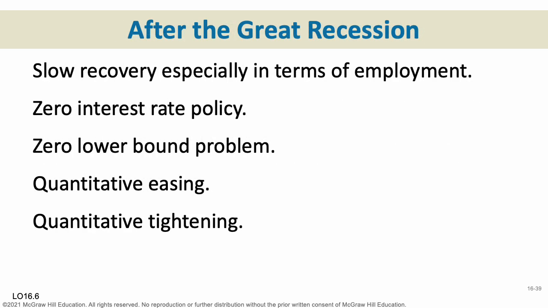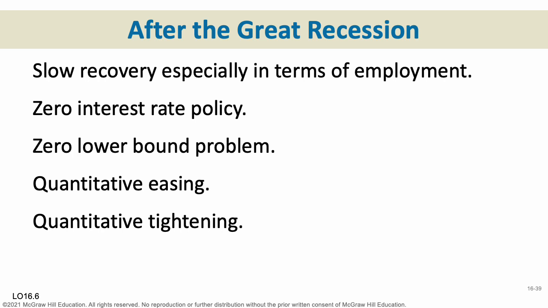After the large recession, we saw a pretty slow recovery. The Fed kept rates very, very low, near zero for a while. But there's a problem there. If you lower rates near zero, you get what's called the zero lower bound problem. You can't lower them anymore. Once they hit zero, that's as low as you can go.